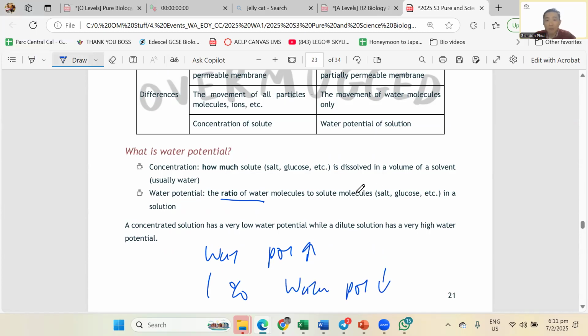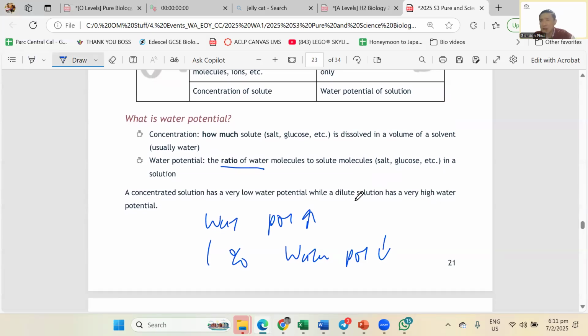Water potential is low. So look at the question. Sometimes it's actually a diffusion question. They're telling you this thing is distilled water, that one is a 20% salt solution. Remember yourself, okay? A 20% salt solution means it is low water potential. So that can be a diffusion question or an osmosis question.